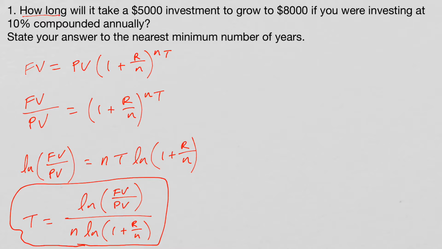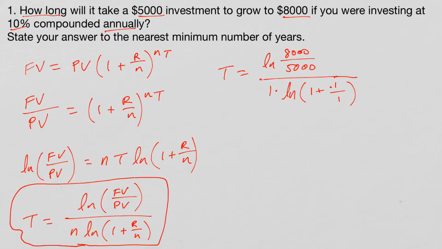Okay, so our t is equal to the natural log of the future value over the present value. So here's our future value, there's our present value. So we have the log of 8,000 over 5,000, and that's going to be divided by, we're compounding annually, so this n is 1. You don't need to write 1 times, but I'm going to write it. Log of 1 plus r over n. Here's our r, 0.1 divided, and you don't have to divide by 1, but I'm just going to do it so you can see what I'm doing there.